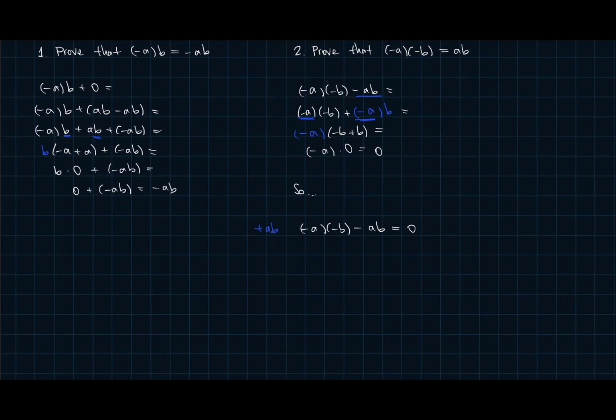That means that negative a times negative b minus ab equals 0. If we add positive ab on both sides, we're going to get that negative a times negative b plus 0 equals 0 plus ab, which means negative a times negative b equals ab. And that's the result that we wanted.